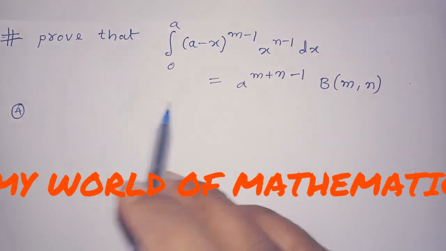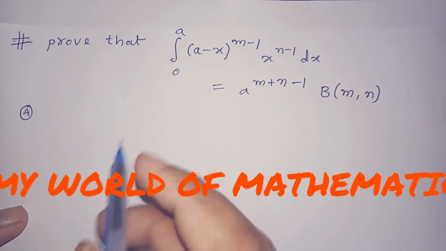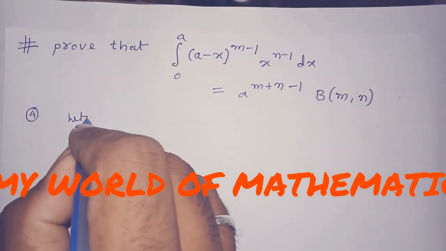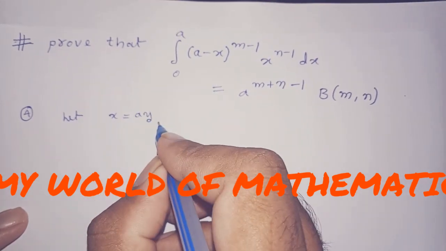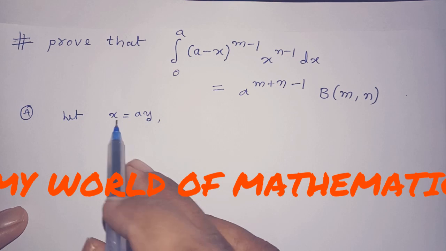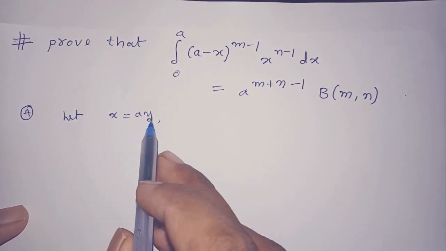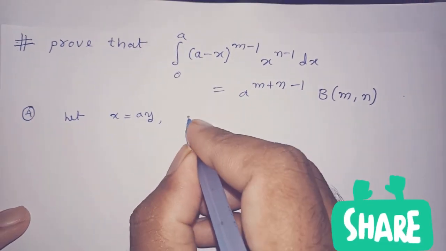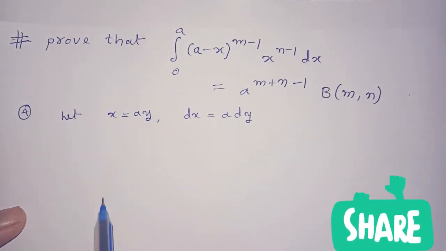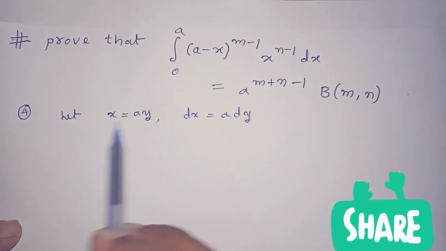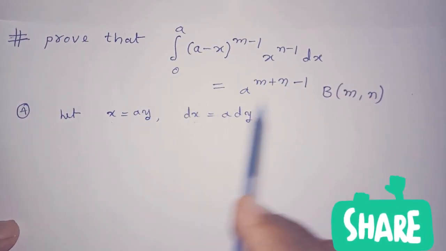Okay, now to prove this problem, let us consider the transformation x is equal to ay. Now differentiate on both sides with respect to y, that is dx by dy is equal to a into 1, that is dx is equal to a dy. Now replace ay in place of x and a dy in place of dx in the given problem.